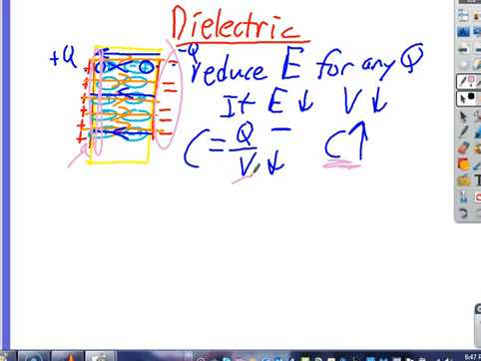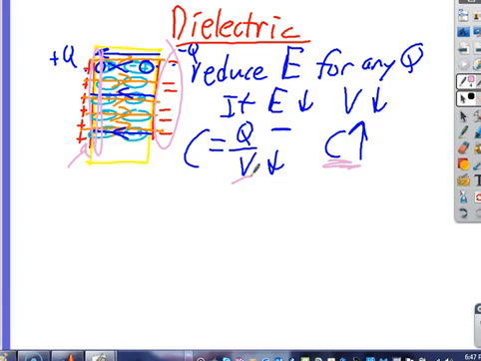How do we calculate the dielectric constant? Every material has a dielectric constant associated with it. That dielectric constant is going to depend on the material properties, for example, how well it polarizes.